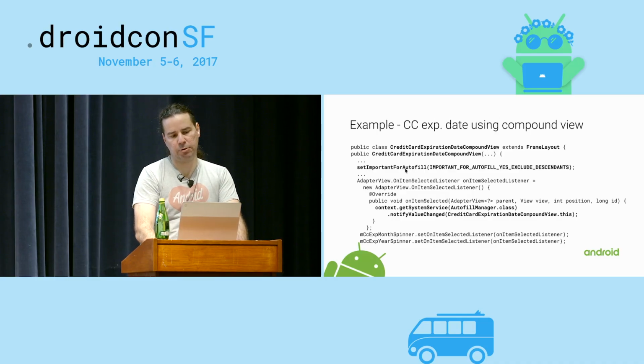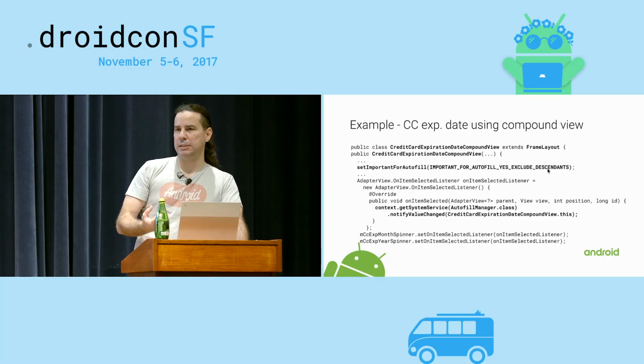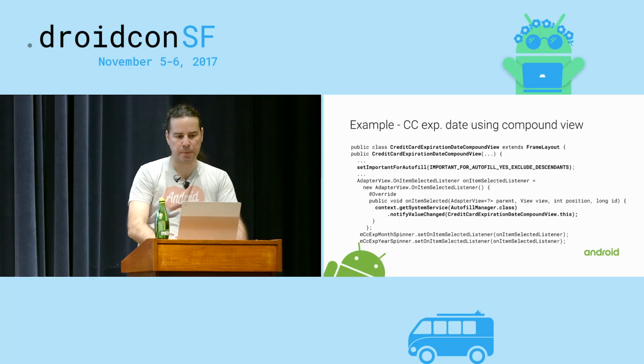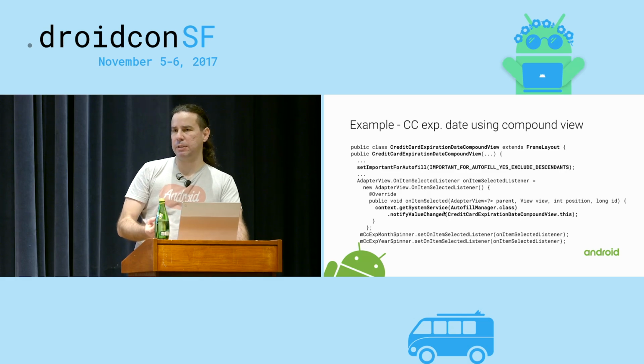So the first thing I'm going to do is explicitly set the importance for autofill as yes, but exclude descendants, which means I'm important for autofill but my children are not, so don't bother trying to send this child information to the service. And now, here's one case where I need to notify the service when the value changes, because I need to tell the autofill framework that this is my view that should be autofilled. I need to tell the system when my view changed.